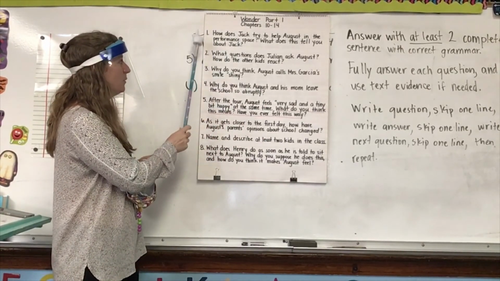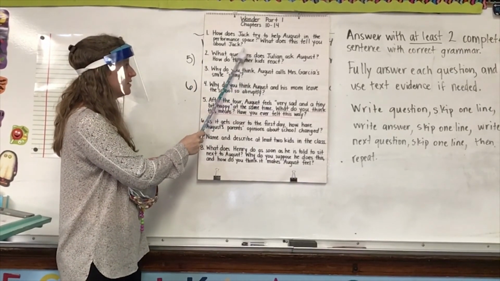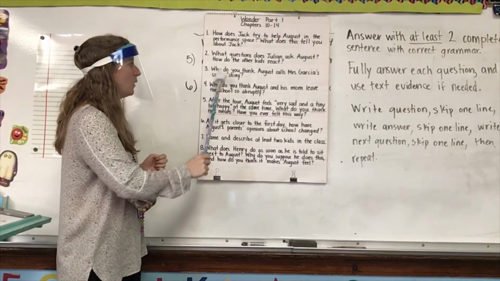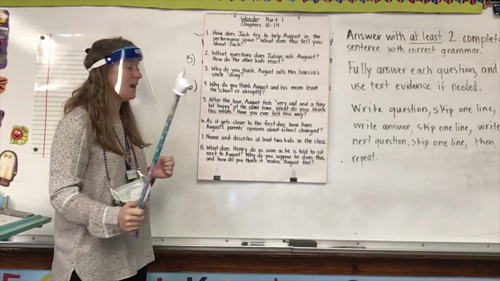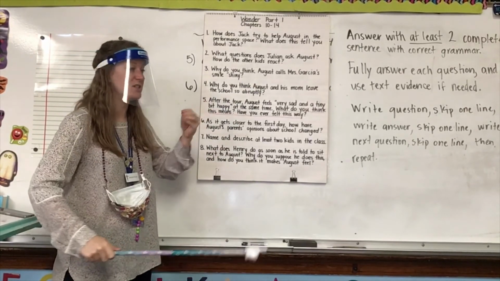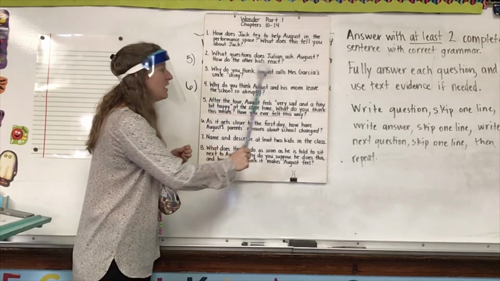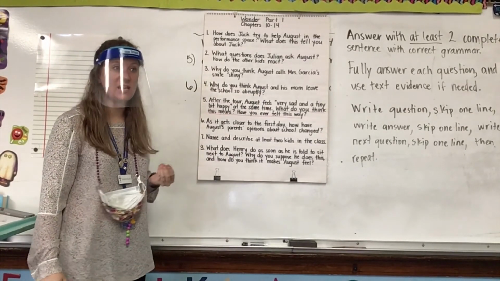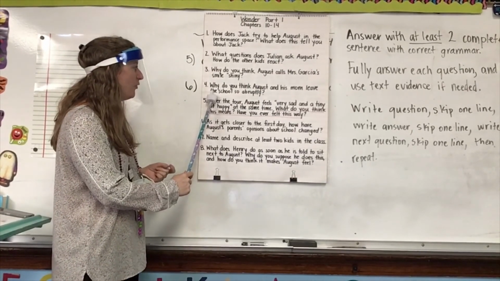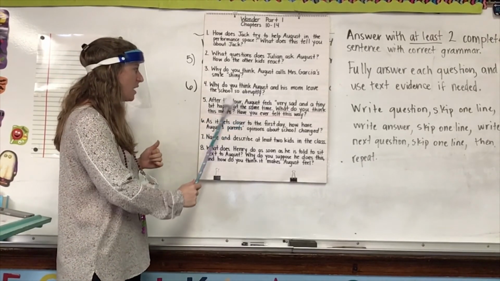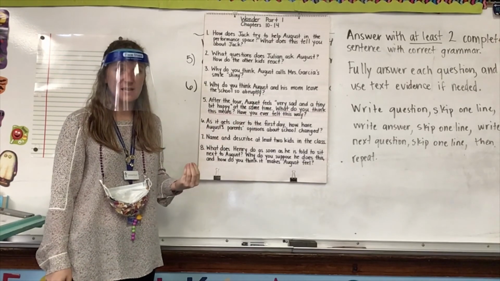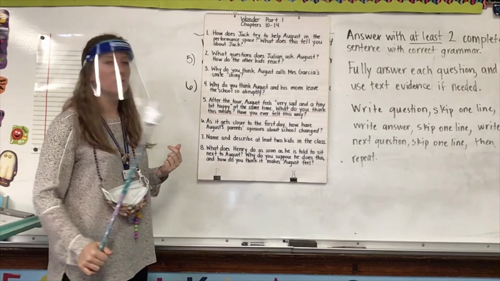So question number 1, how does Jack try to help August in the performance space? What does this tell you about Jack? Number 2, what questions does Julian ask August? That means you're telling what are the questions that he asks. How do the other kids react? That means what do they do after he asks these questions? Number 4, why do you think August and his mom leave the school so abruptly? Abruptly means quickly or all of a sudden. So why do they leave so quickly and abruptly?